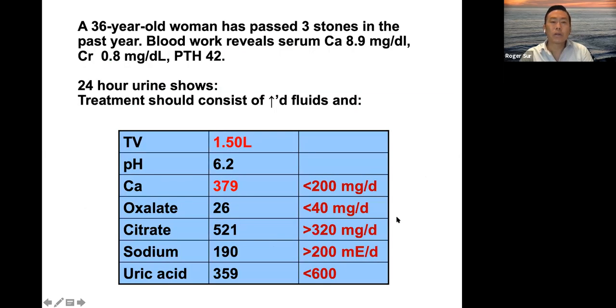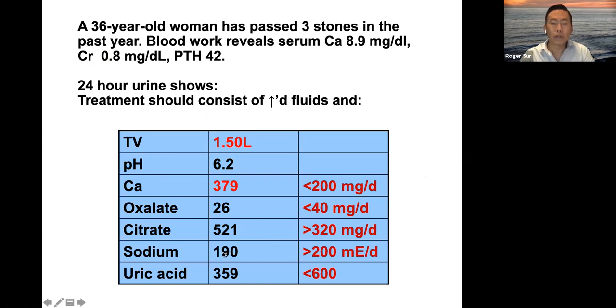All right, so here's a young woman, 36, who's passed 3 stones. She's got a normal calcium, normal creatinine, and normal PTH. The 24-hour urine shows what? She should increase her fluid intake and do what else? Well, definitely increase the fluid intake, right? She's only urinating less than 2 liters a day. Well, she's got a lot of calcium in her urine, 300, well over 200, right?